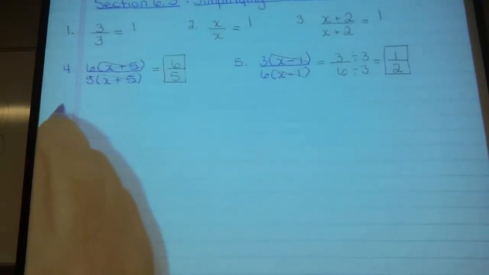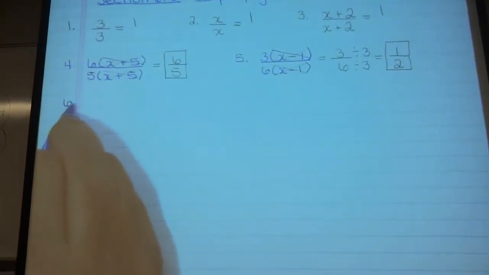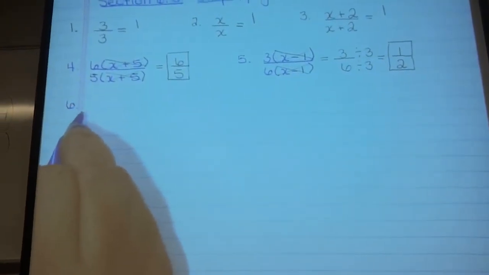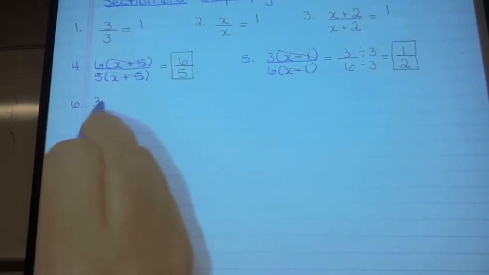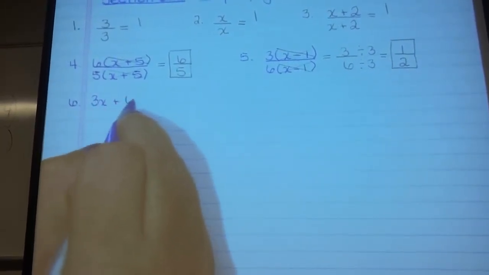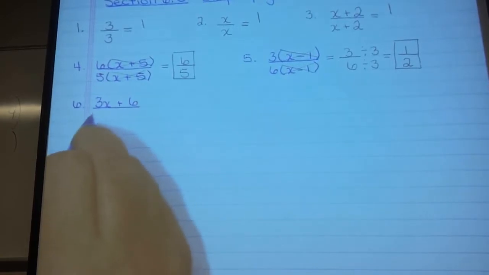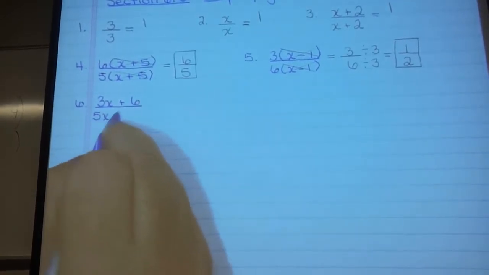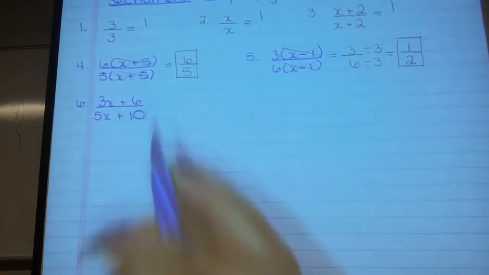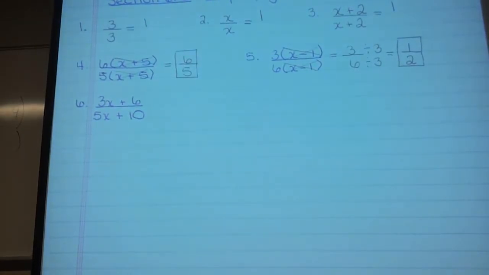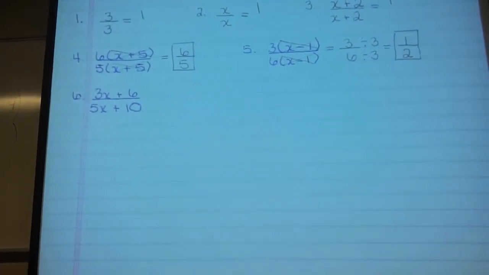We have to do a little bit of work before we can see that there's something in common. I know, here it comes. (3x + 6) over (5x + 10). Now I'm going to say something, and I'll probably repeat myself several times.